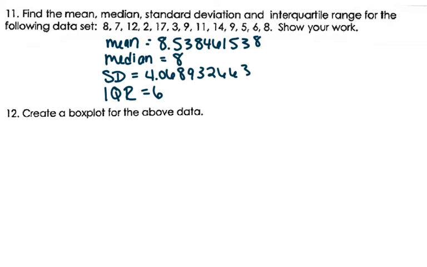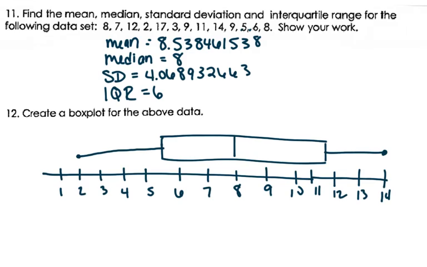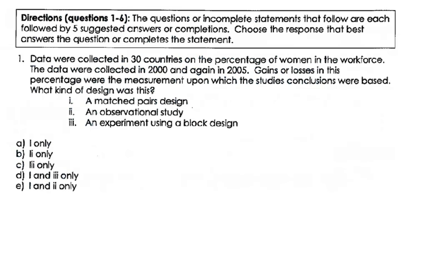Number 12, you're going to create a box plot for this data. All right, so something like that. Remember, you have to find the Q1, the Q2, the Q3. You have to find the minimum and the maximum, and then you make your box and whiskers. If you don't remember how to do that, go back and watch the video. I explained it. All right, so let's look at some multiple choice questions.